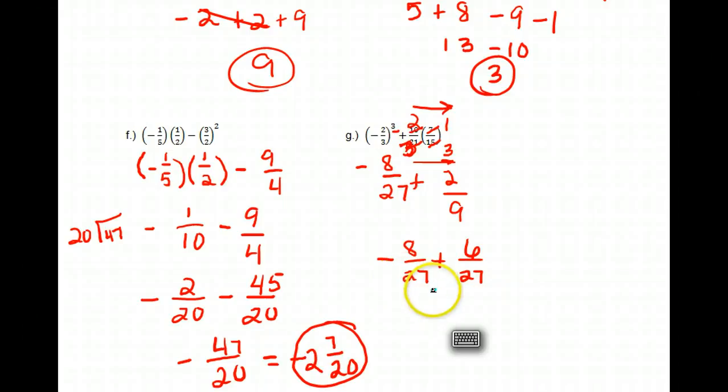When your signs are different, you have to subtract and keep the sign of the bigger absolute value. So our answer will be negative. We're going to keep that 27 there. And then 8 minus 6 makes 2. So our answer should be negative 2/27.